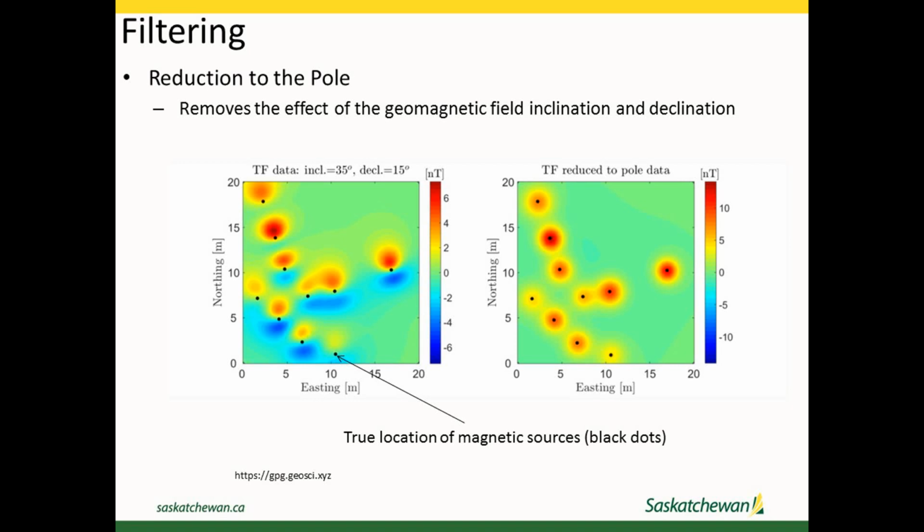We have inclination and declination here, and this map is the RTP map. It was recalculated as if the data were collected at the magnetic pole. We don't have any effect of inclination and declination here, and you can see these magnetic anomalies are located above these magnetic sources. So it's easier to interpret the map.